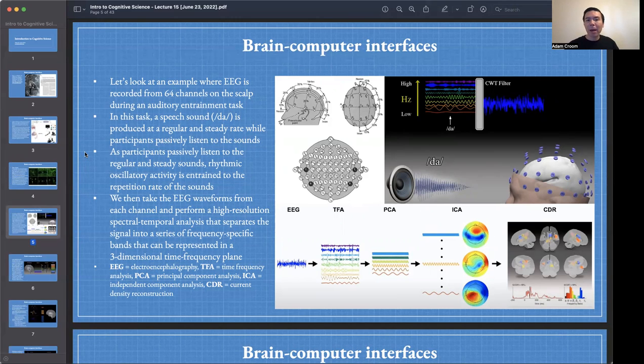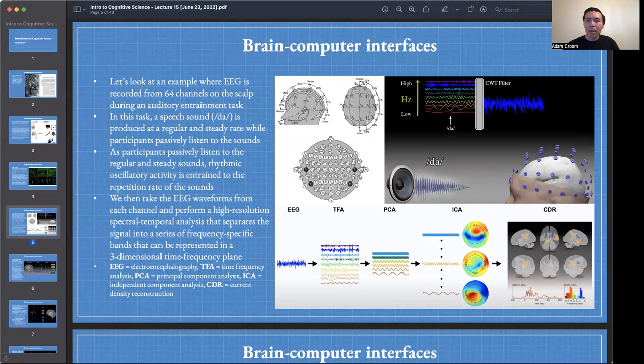As participants passively listen to the regular and steady sound, rhythmic oscillatory activity is entrained to the repetition rate of the sounds. We then take the EEG waveforms from each channel and perform a high-resolution spectral temporal analysis that separates the signal into a series of frequency-specific bands that can be represented in a three-dimensional time-frequency plane.